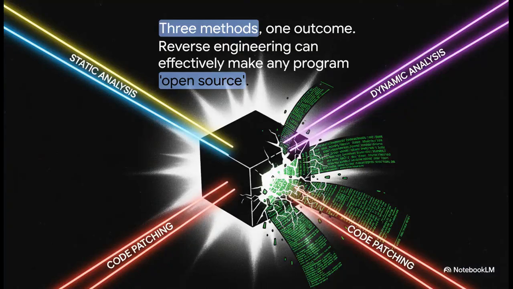So think about what we just did. We came at this problem from three completely different angles, right? We analyzed the static code, we watched it while it was running, and we even changed how it works. But every single road led to the same answer. In a way, reverse engineering gives you the power to make any program open source, letting you peek inside whether the creator wanted you to or not.